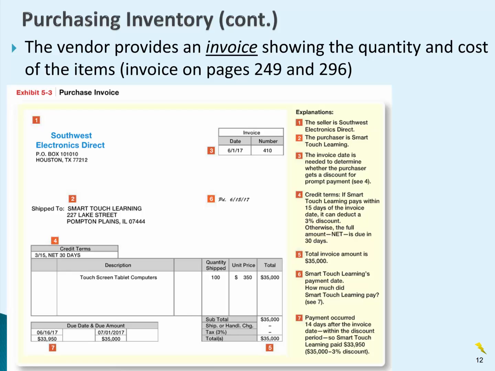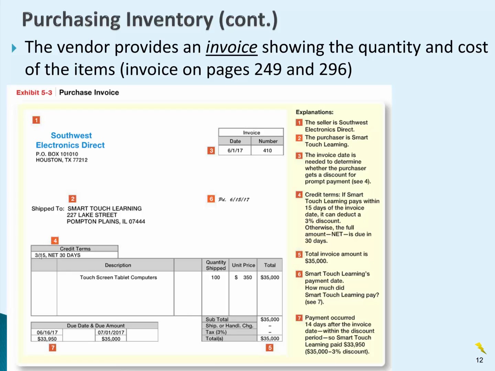But let's look at this purchase invoice. So the seller is Southwest Electronics Direct. So they're the supplier, and Smart Touch Learning is the purchaser. So we must work for Smart Touch Learning since we're the ones purchasing this inventory. And it happens to be purchased on June 1st, invoice number 410. And then here we have credit terms, 3/15 net 30.